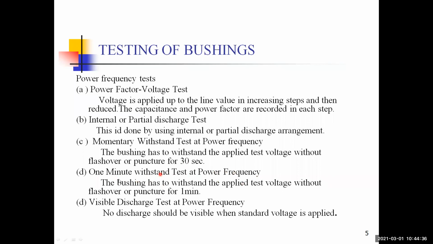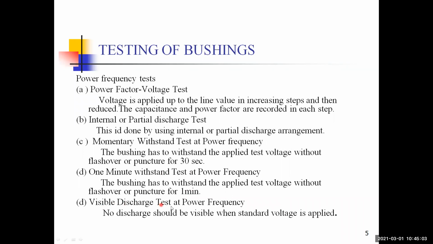At power frequency, we have to apply the voltage for 1 minute and check whether it can withstand the voltage or not. The bushing has to withstand the applied test voltage without flashover or puncture for 1 minute. Earlier it was only 30 seconds, but here we have to apply it for 1 minute. That's why it's called the 1 minute withstand test at power frequency.